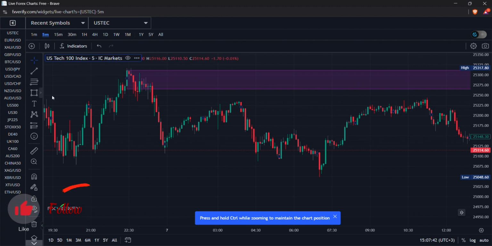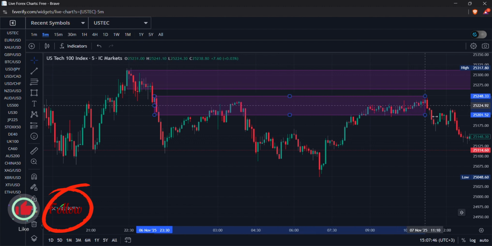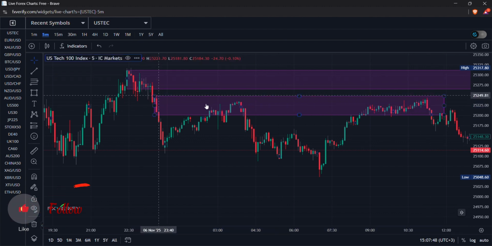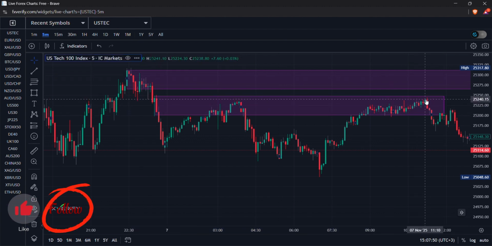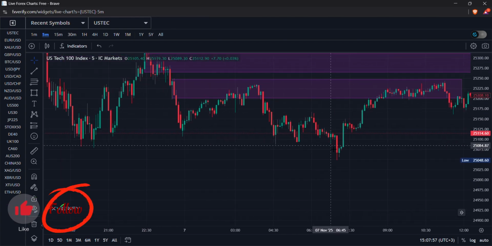Even this one has acted as an order block, but you can see it hasn't been violated up to this side here. It was respected and initiated this downward movement. These are the 5 minute order blocks that we usually use.